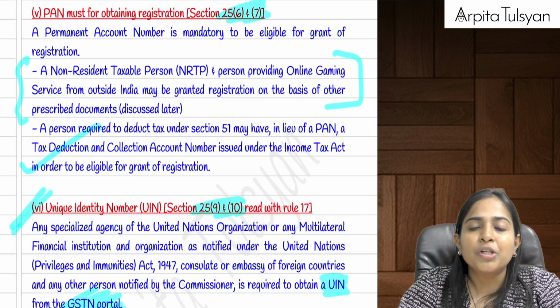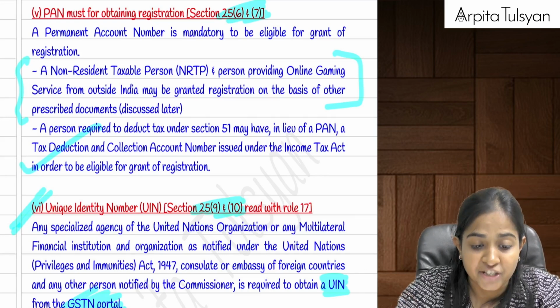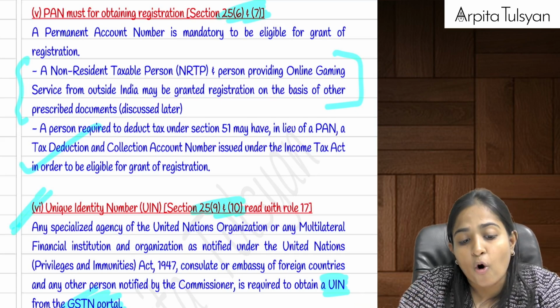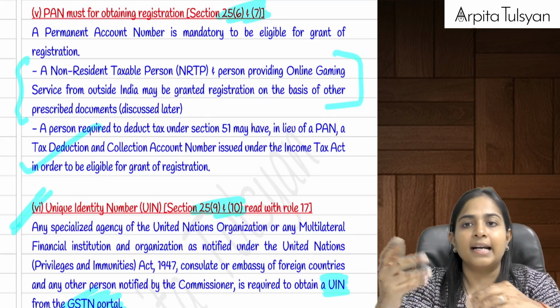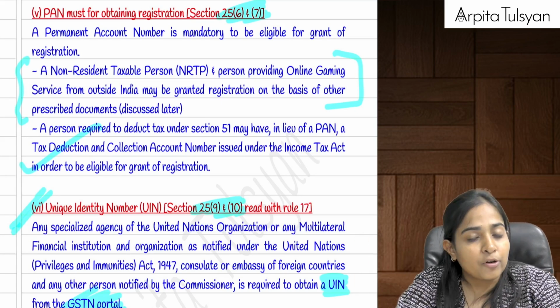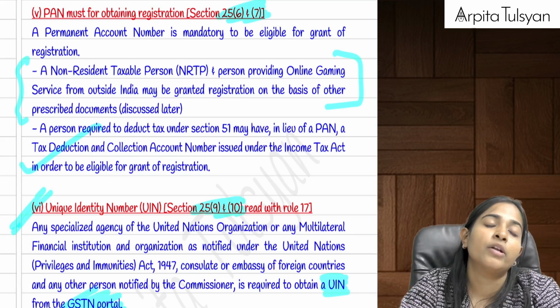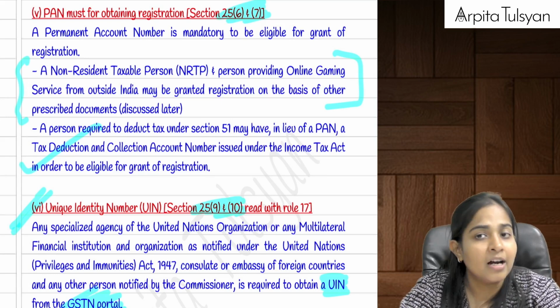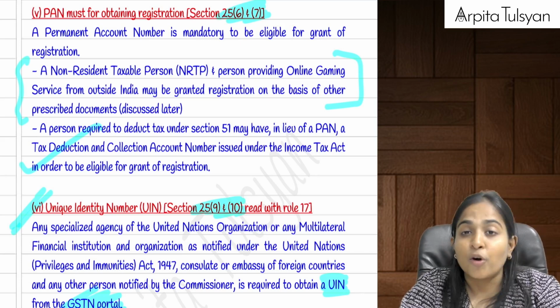Then we studied about UIN, unique identity number, where we studied that if there are any specialized agencies or notified organizations or consulates or embassies of other countries, and they are purchasing some goods here in India, or availing some services here in India, they will be paying taxes, they will be paying GST here in India. So they will want a refund of that.